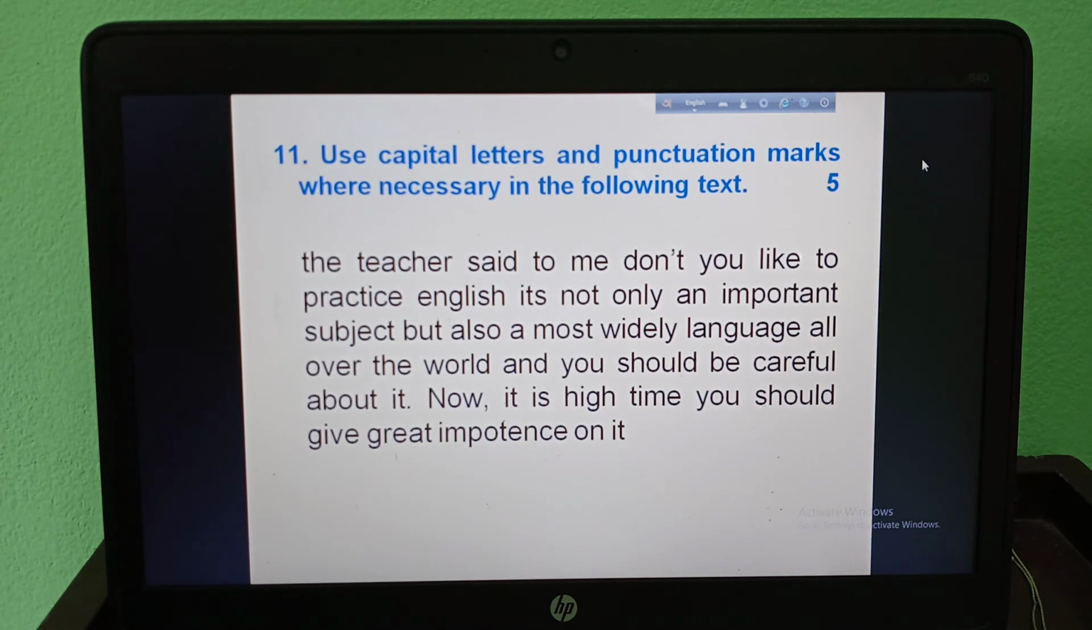Now use capital letters and punctuation marks where necessary in the following text. This question will carry 5 marks, and you have to put capital and small letters where necessary, and you have to use punctuation marks where necessary, and you have to delete punctuation marks or small or capital letters where they are unnecessary.